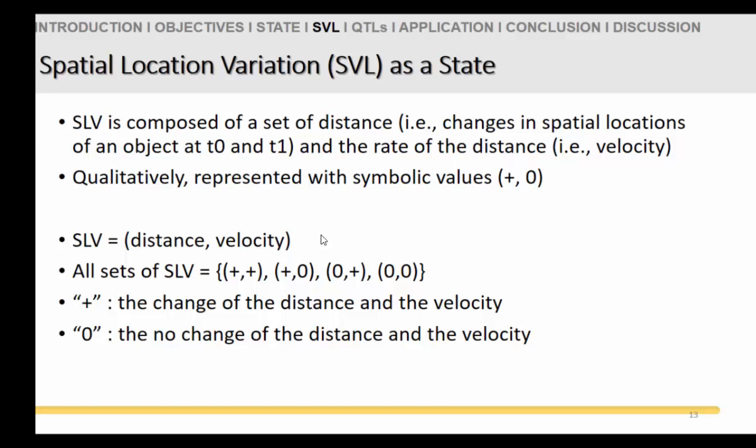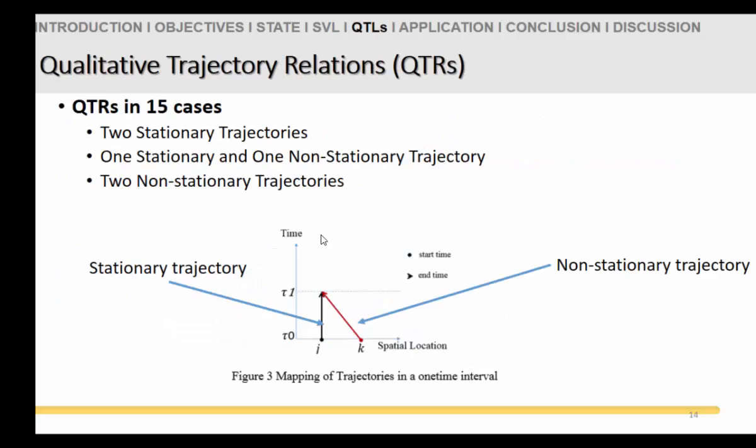So qualitatively, SLVs can be represented with the symbolic values plus or 0. So SLV is represented with a tuple of the distance and the velocity. All of the possible SLVs are (0, 0), (plus, plus), and (0, plus)... In this SLV, plus refers to a change of distance and velocity, and 0 refers to no change of distance and velocity. So this is my essential idea in this paper.